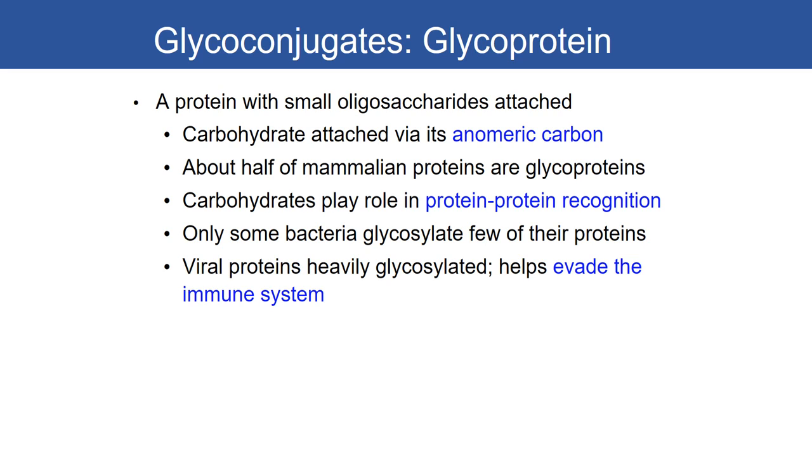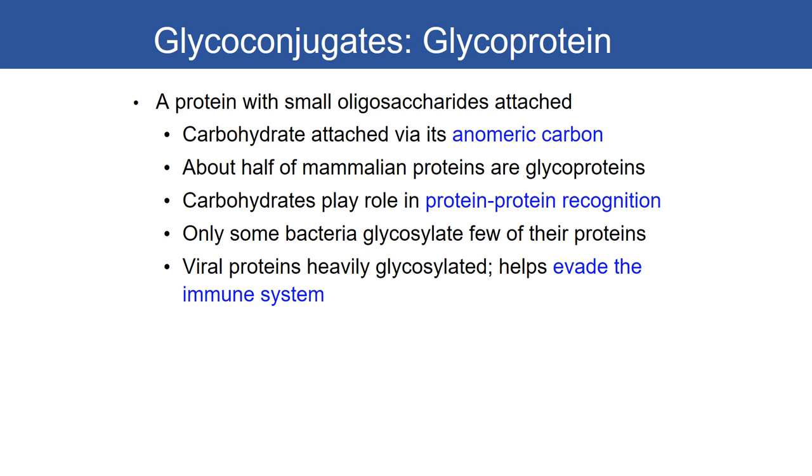So let's talk about some of the other important carbohydrates. There are glycoconjugates, where we put sugar and it interacts with other biopolymers. So the first one, and probably the most prevalent, is glycoproteins. These are proteins with small oligosaccharides attached to them.